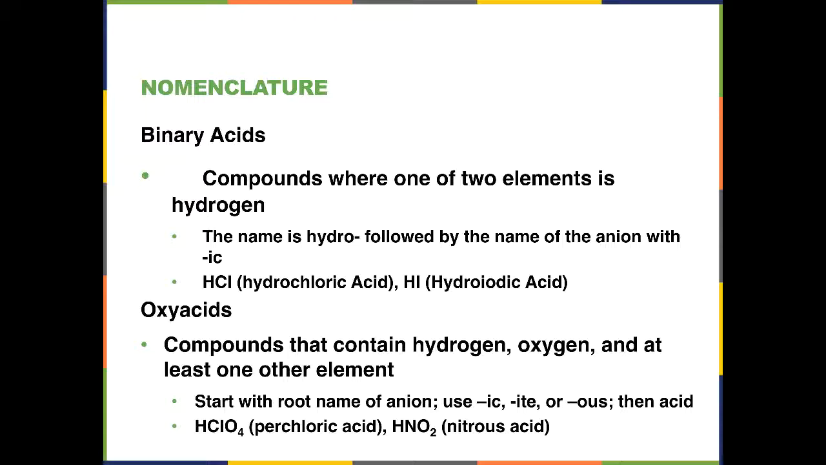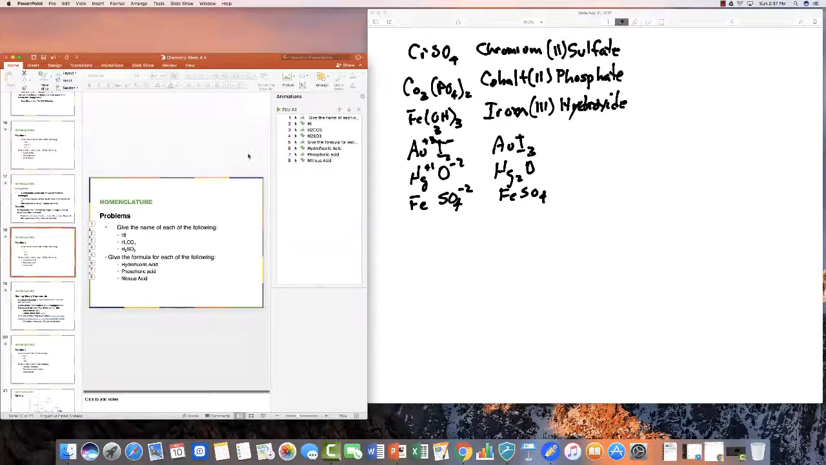So for example, HClO4, there's actually 4 possibilities here, so the prefix per is put in for that 4th possibility. HClO3 is chloric acid, HClO2 is chlorous acid, HClO is hypochlorous acid. HNO2 is the middle, so it's nitrous acid.